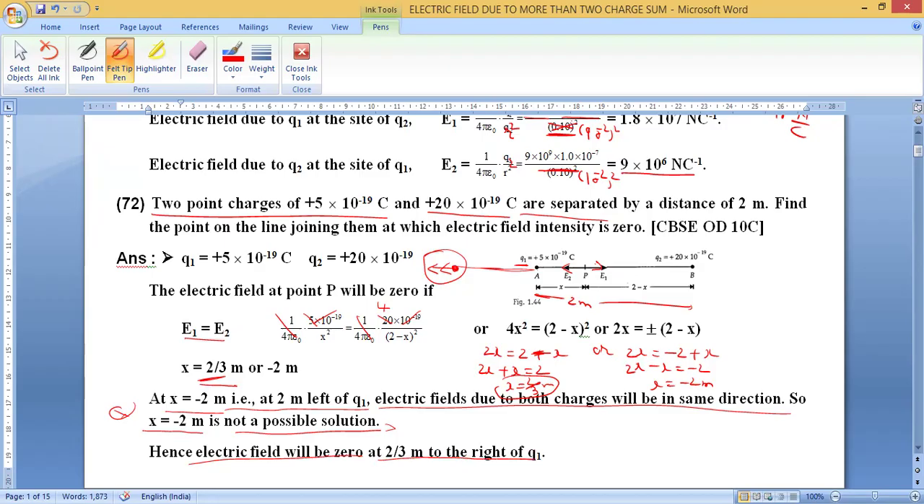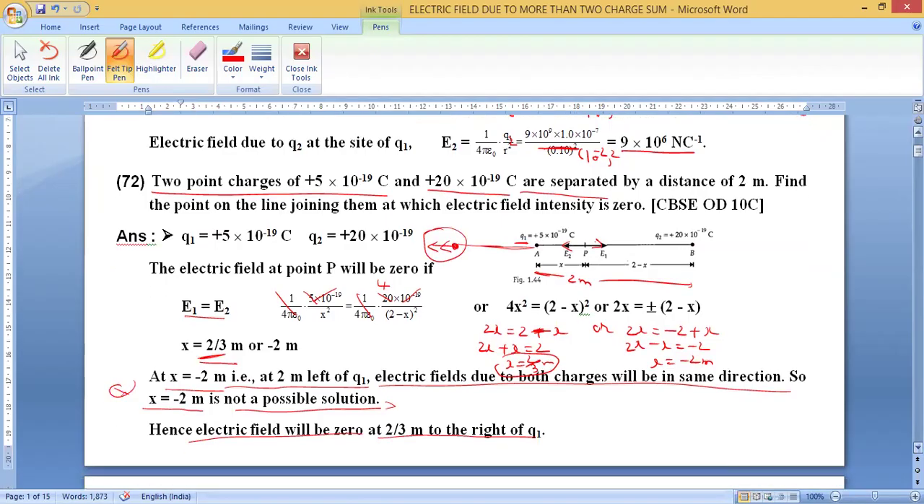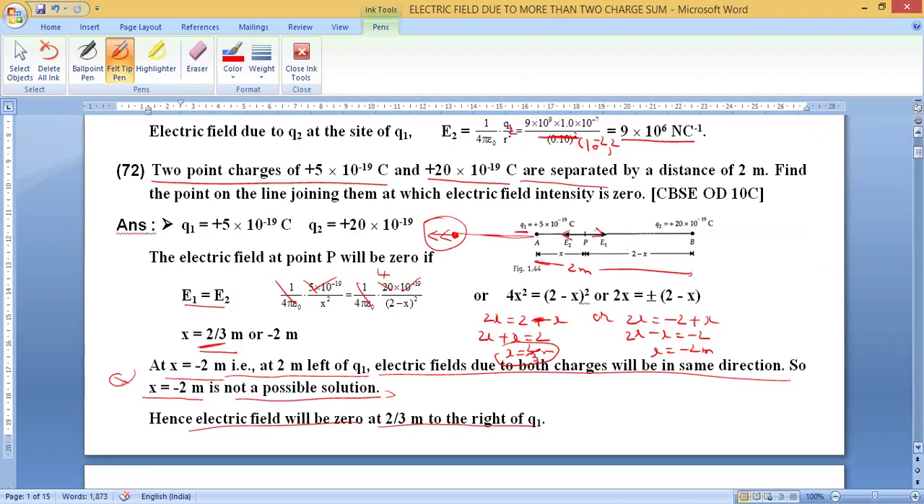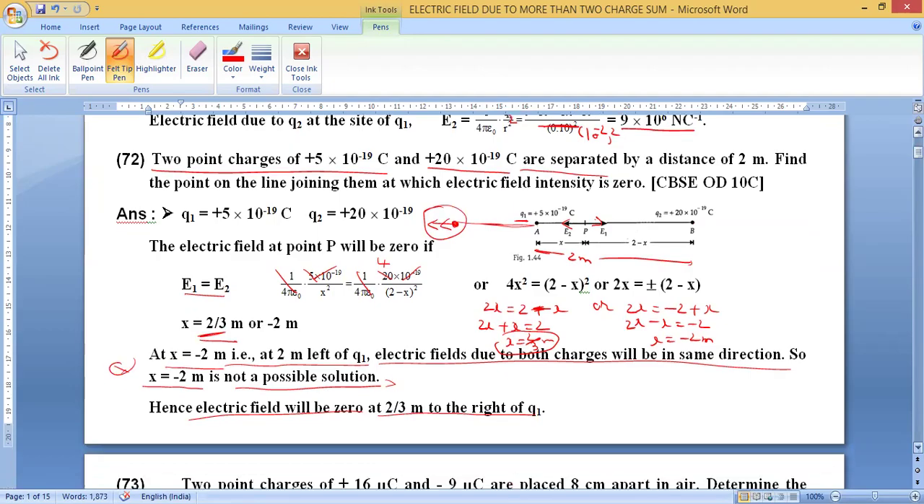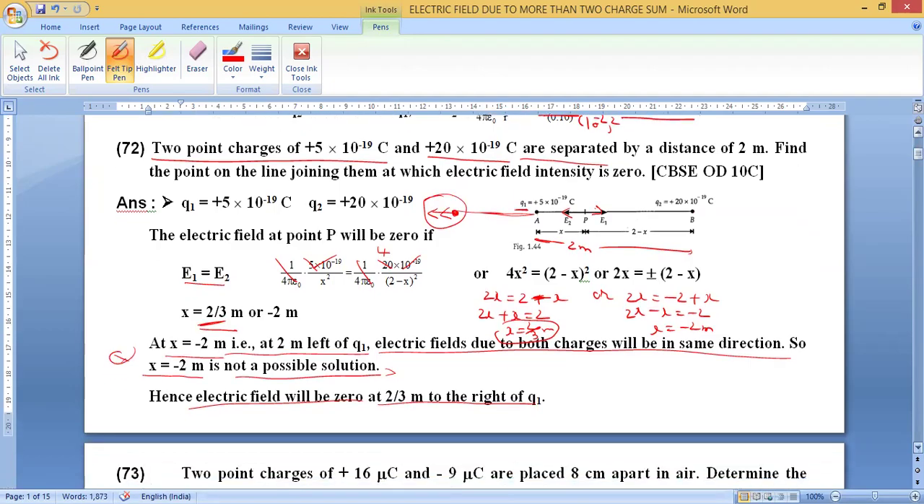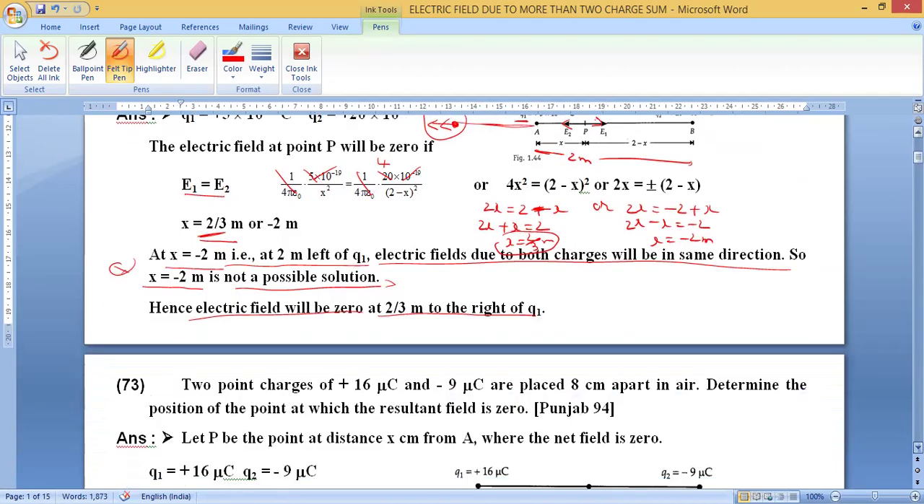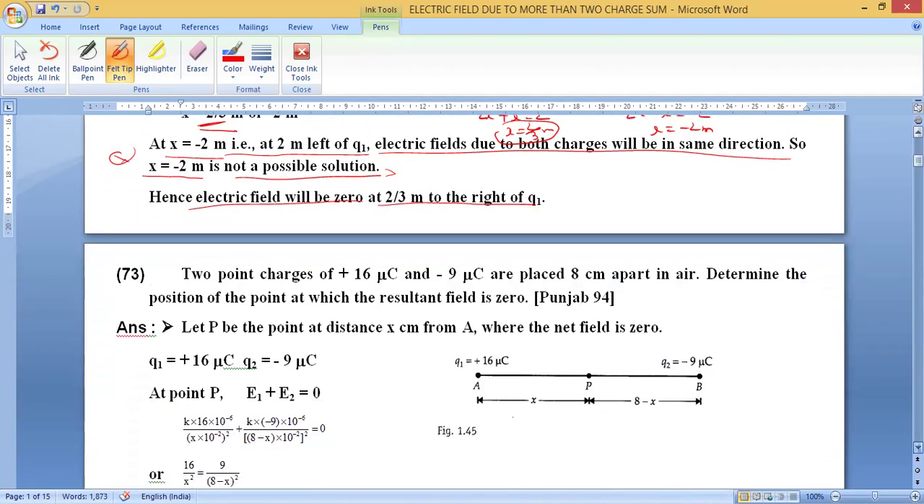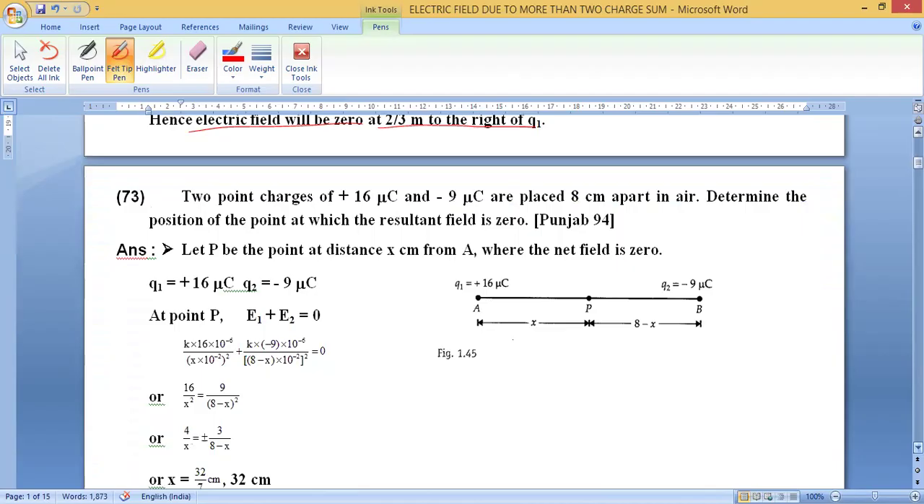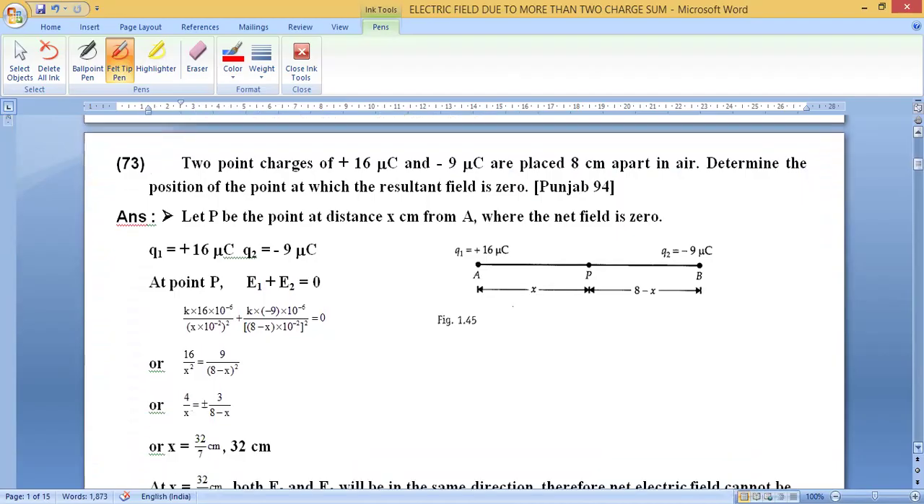Okay. लिख लिया. हाँ सर लिख लिया. Okay. Next.